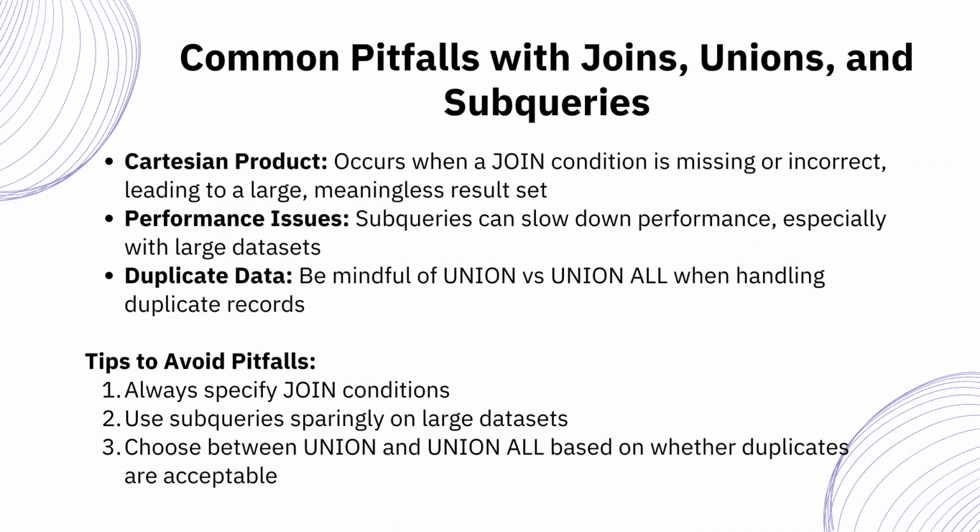While joins, unions, and subqueries are powerful tools, they can sometimes lead to unexpected results if not used correctly. For example, forgetting to properly define the join condition can result in a Cartesian product, which produces every possible combination of rows from both tables. Similarly, misusing subqueries can lead to performance issues with large datasets. Understanding these pitfalls will help you avoid common mistakes and optimize your queries.